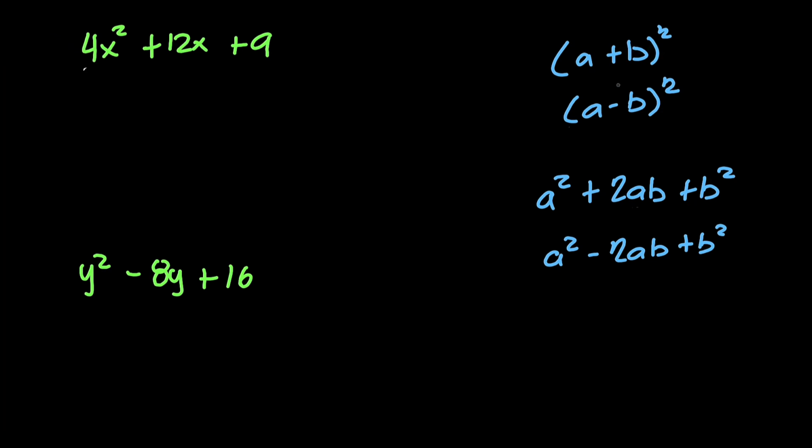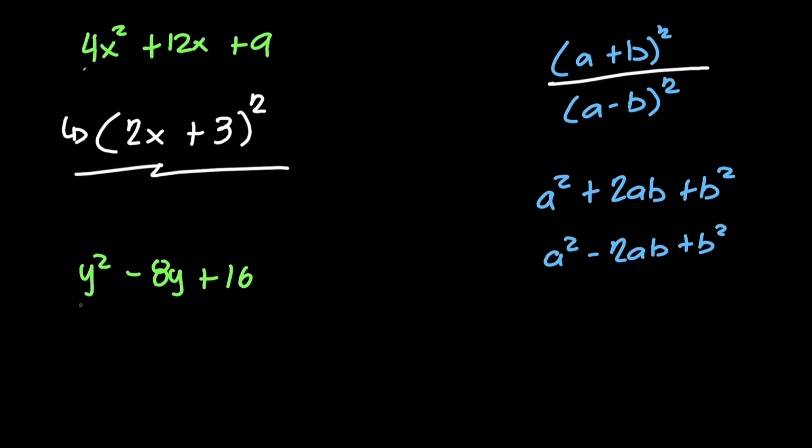Now we will use this form. So a here would be, once again, the square root of 4x squared. The square root of 4 would be 2, and the square root of x squared would be x, plus b, which in this case is the square root of 9, which is 3, and just square this.